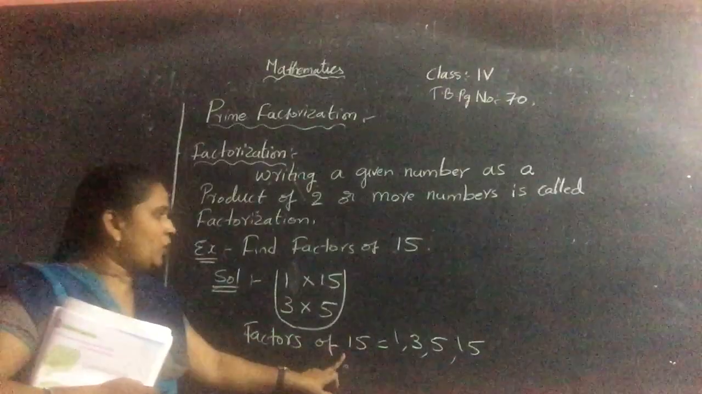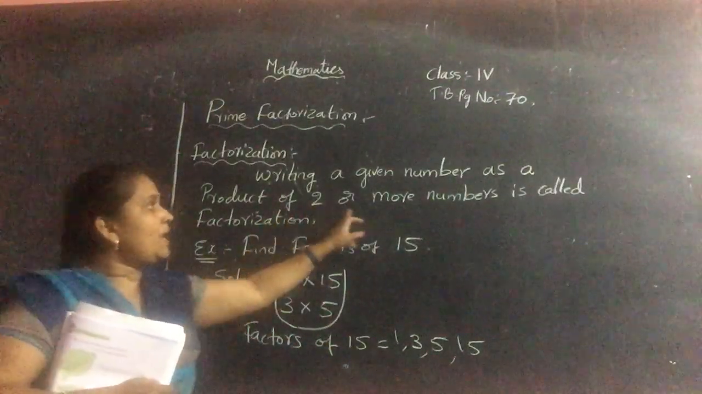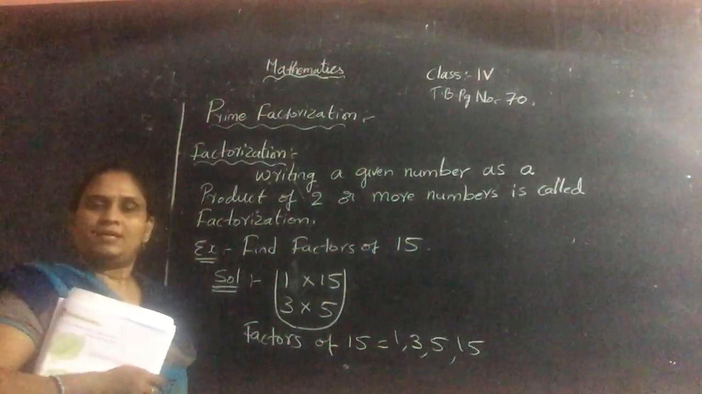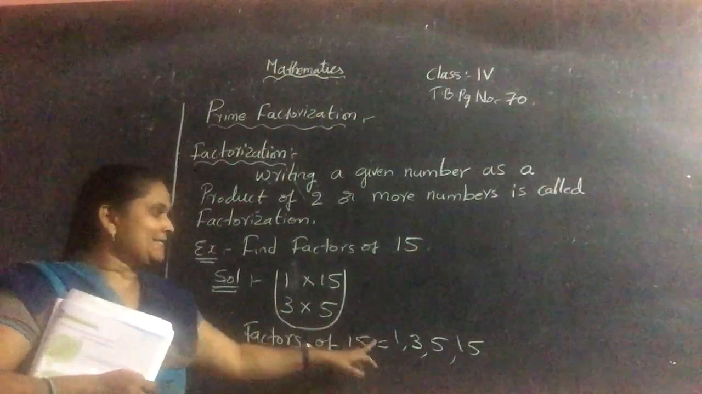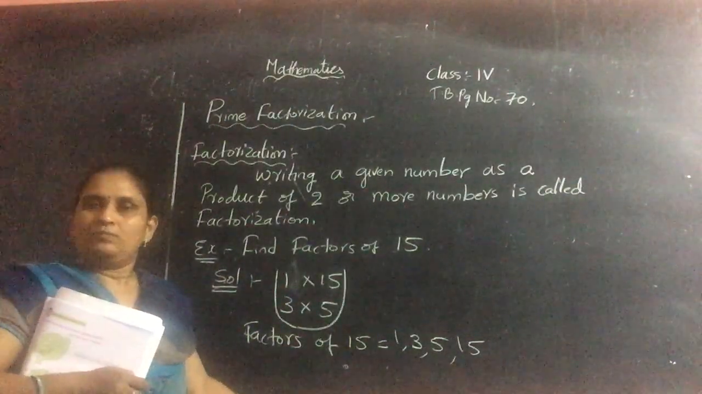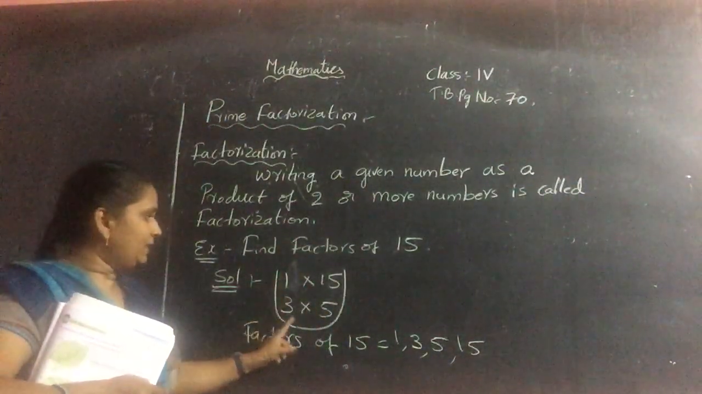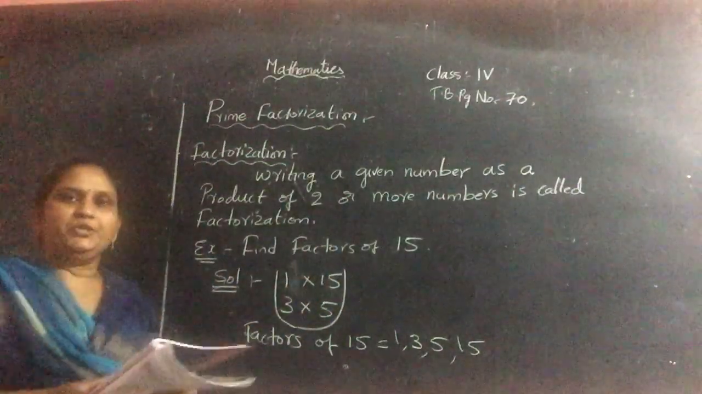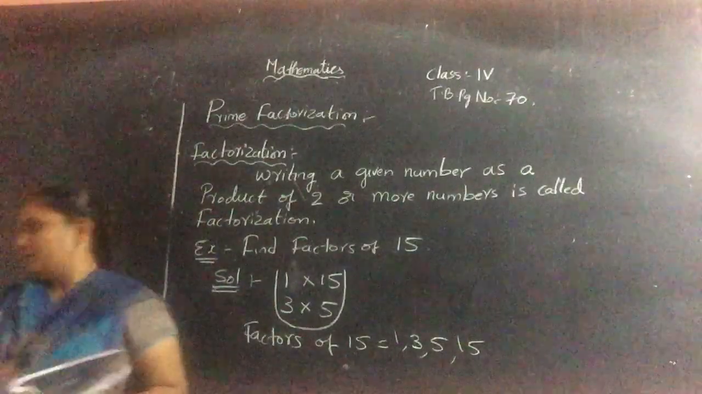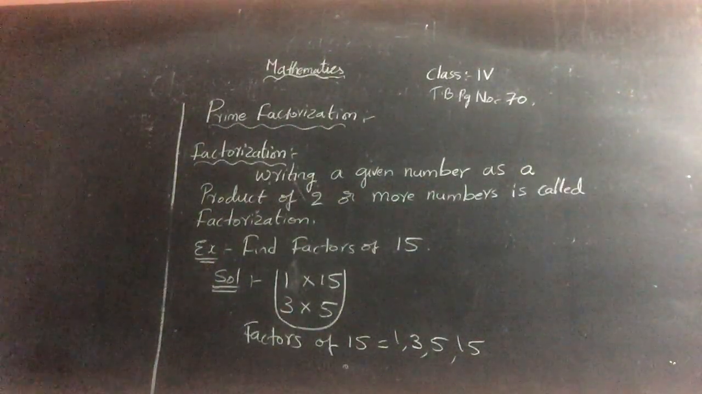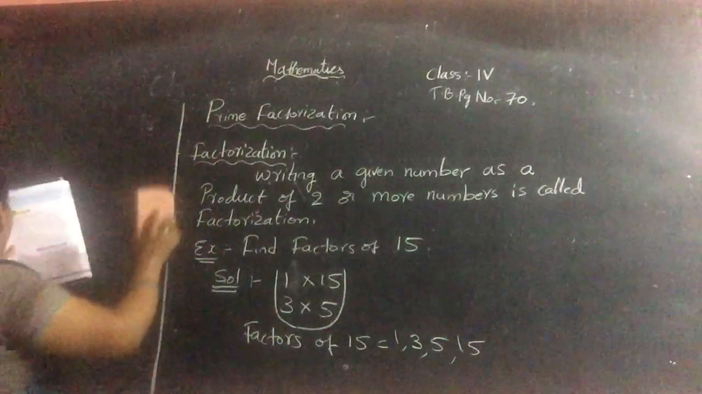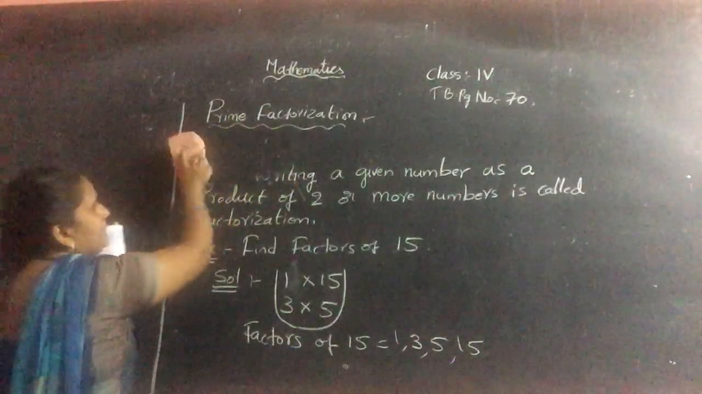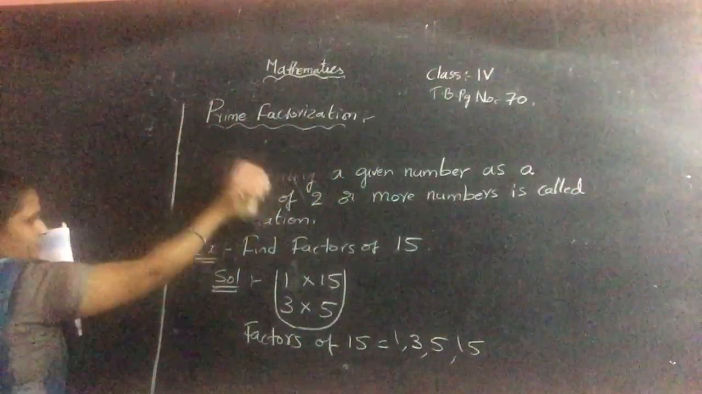We are writing the number as a product of 2 or more numbers. So this is called factorization. Got it? U shape: 1, 3, 5, 15. Okay, so next, continue. Next heading. Copy it, children, everyone. Prime factorization. Next heading. Prime factorization.